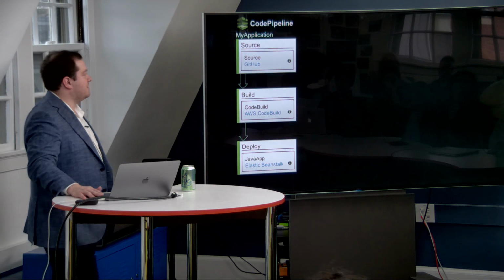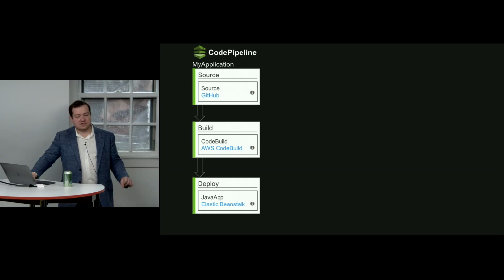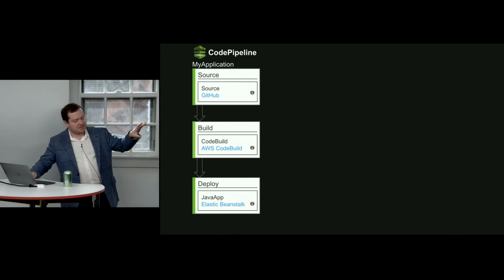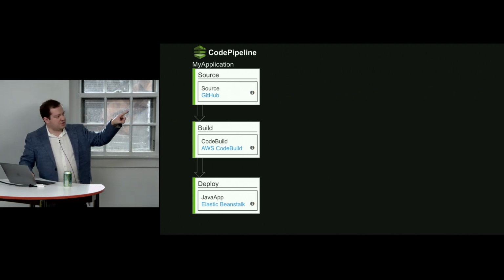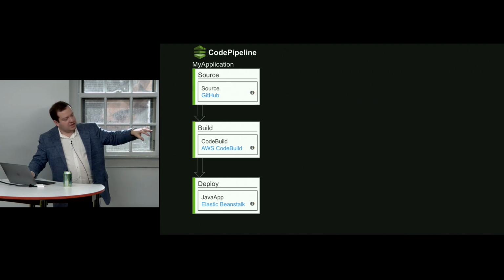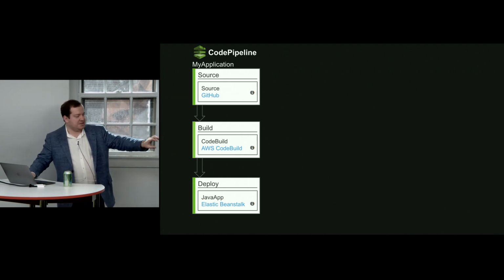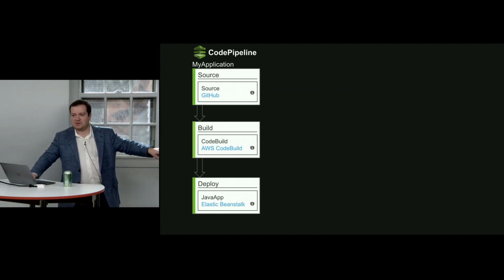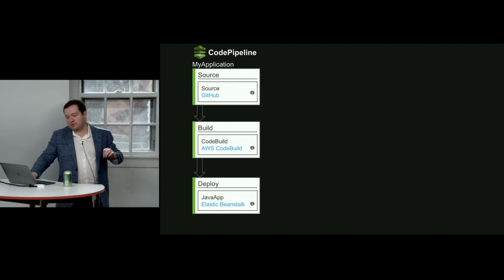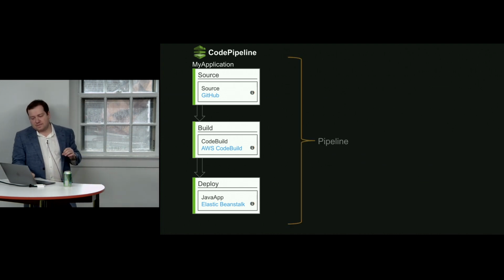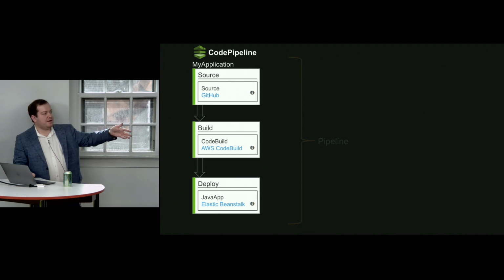So let's take a look at what a pipeline actually looks like here. So this is a very simple pipeline. We've got 3 stages here. We've got a source stage, a build stage, and a deploy stage. So the source code is stored in GitHub. Then we kick off a build in CodeBuild. And then we deploy it using Elastic Beanstalk, which is an AWS service that allows you to deploy your code pretty easily. So again, this is the whole pipeline.